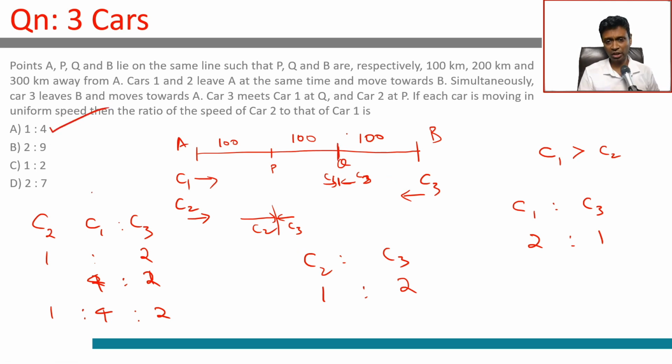These two meet here, ratio of the speeds is 2:1. These two meet here, ratio of the speeds is 1:2. So once you know the ratio of the speeds between 1 and 3 and 2 and 3, you can find the ratio between 2 and 1. Very simple question. We don't need a heavy duty speed time distance. We're just simply thinking of it as ratios, nothing more than that.